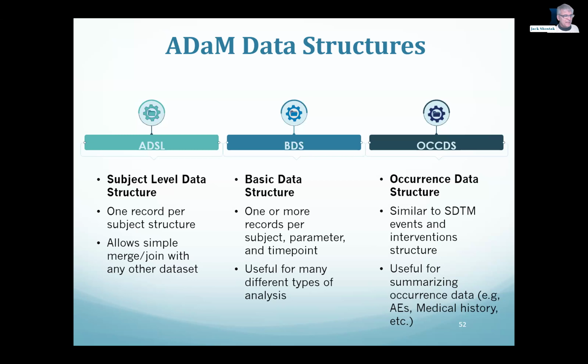Then there's this thing called the basic data structure. Think repeated measures type analyses, one or more records per subject per parameter per time point. So it's just this big vertical stretched out monster. And then we have this thing called the occurrence data structure, which is for adverse events, medical histories, think occurrence type structure data, which is often stored in hierarchically compartmentalized data.